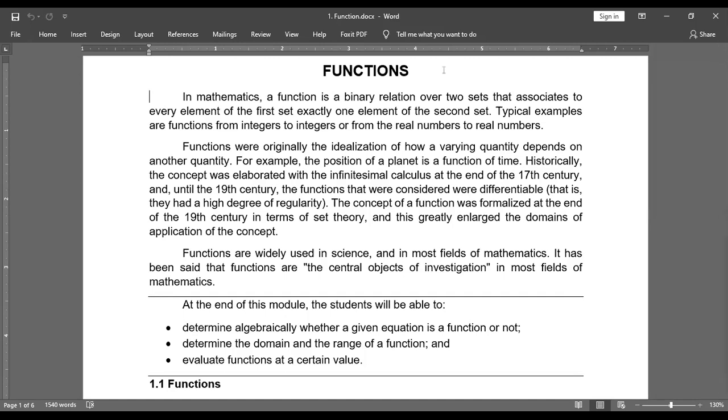The concept of functions was formalized at the end of the 19th century in terms of set theory, and this greatly enlarged the domains of application of the concept. Functions are widely used in science and in most fields of mathematics. It has been said that functions are the central objects of investigation in most fields of mathematics.